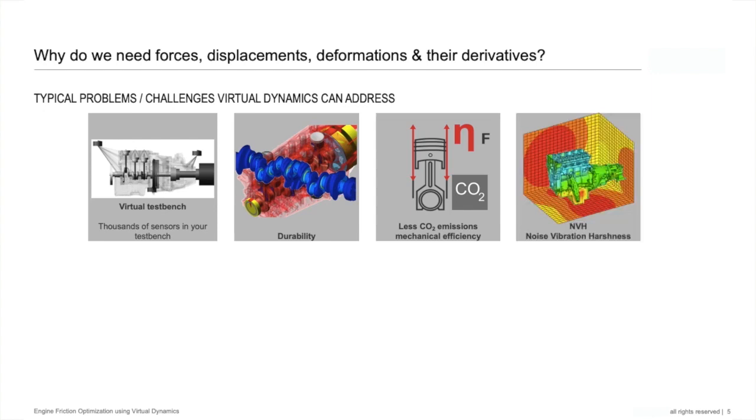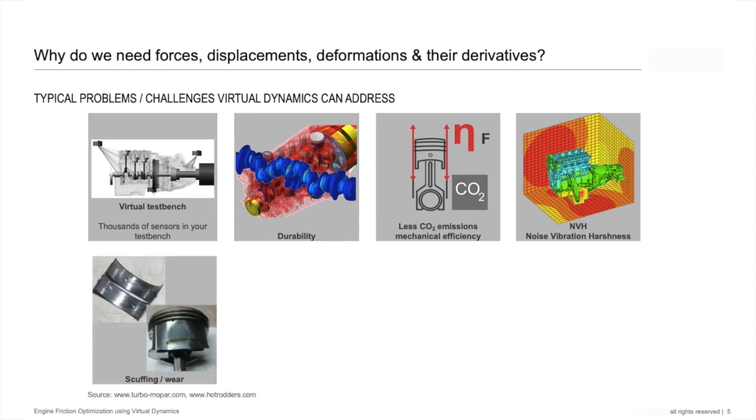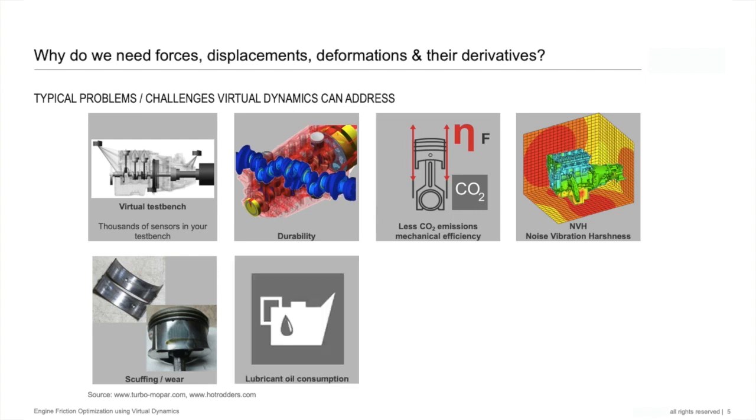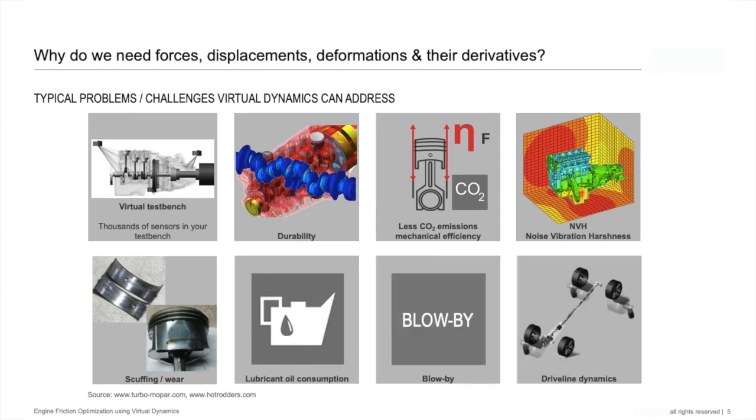We are also able to calculate surface vibrations by means of velocity, acceleration or displacement, so we can assess the NVH behavior of the powertrain. We are also able to calculate scuffing and wear in the interacting surfaces like bearings, shafts, piston and liner, ring and liner, and so on. We are able to predict lubricant oil consumption, blow-by, and blow-back gas flows. We can also look at the entire driveline dynamics with the detailed excitations coming from the engine and transmission.